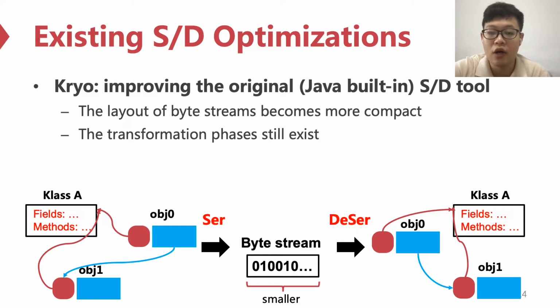We also have some existing optimizations to improve the performance of SD. Cryo is an open source SD tool which improves on the original Java built-in tool. It has optimized the layout of byte streams to make it more compact, which can reduce the number of bytes transmitted. However, the transformation phases still exist, which means that the Java object still needs to be transmitted as a byte stream and transformed back to objects later.